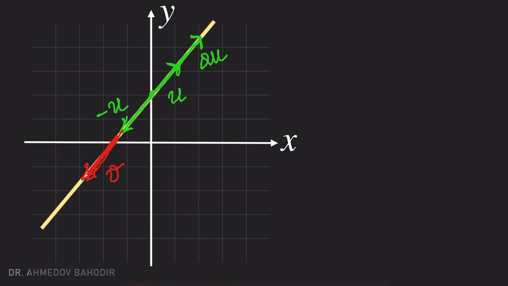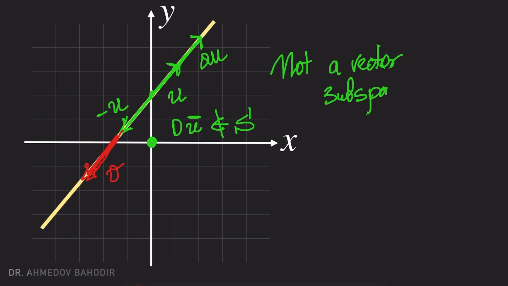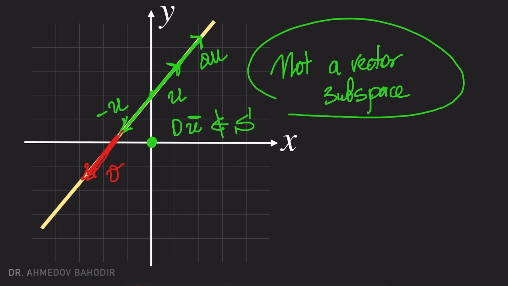For example, if you multiply u by 0, you would get this vector, which is going to be outside this line, right? So 0 times u is not in this line, is not in this subspace. So that's why this subspace is not going to be a vector subspace. So this is again a subset of R2, but this is not a vector subspace. And if someone asks you to give an example of a vector subspace, you can give an example of a line from R2 or R3 which is passing through the origin, which is an important condition, right?